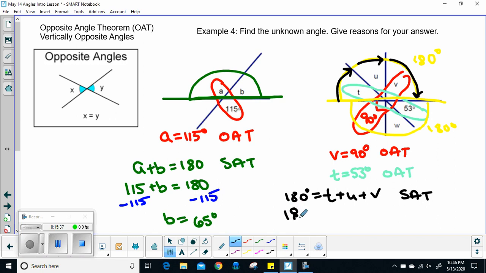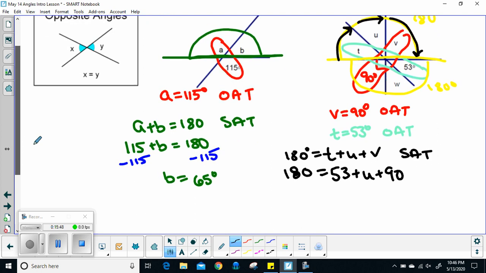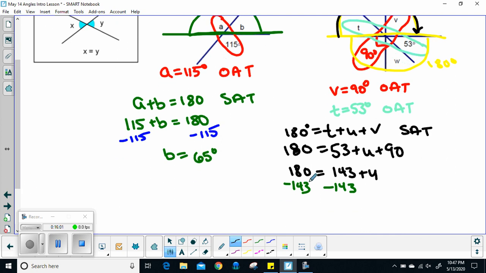Let's stick in the numbers that we know. So T we said was 53. U we're still looking for. V we said was 90 degrees. Put all our numbers together. What's that equal? 143 plus U. Subtract 143 from both sides. 37 equals U. So exciting.